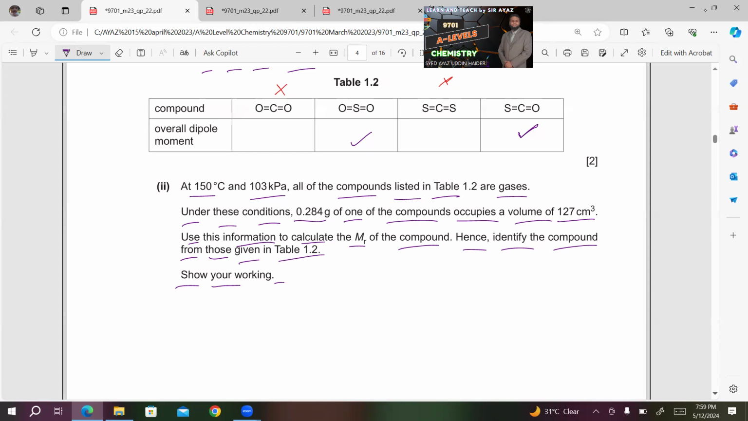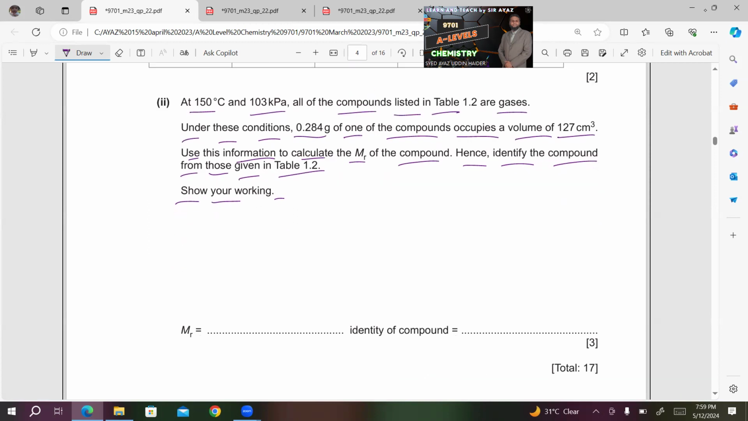Now we know that PV is equal to nRT. You can use this equation. Now from the question, what data do we have? Temperature is provided, which is 150 degrees centigrade. So it will be converted to Kelvin. You write 150 plus 273 and you will get 423 Kelvin.